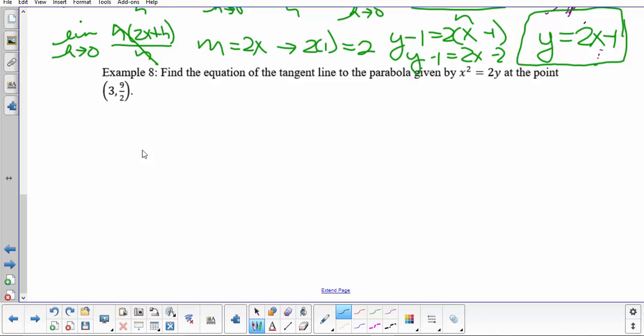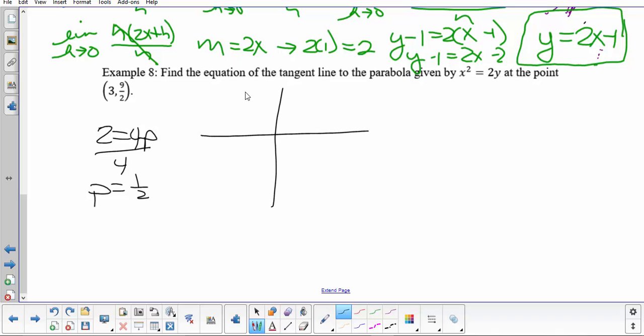So for this example, we have x squared equals 2y. So that means 2 has to equal 4p. Divide by 4, p is 1/2. And we have our very, very bad drawing again. There's my parabola, my point at 1/2. And we're talking about the point at 3, 9/2.